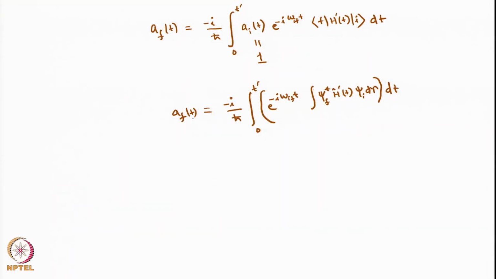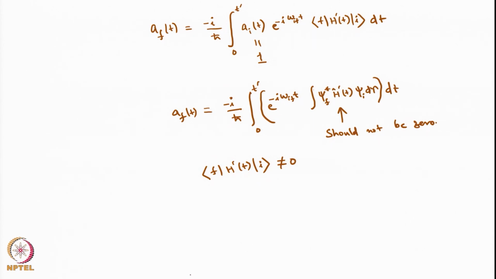Okay. Now very importantly, for this a_f(t) not to vanish or become 0, this integral should not be 0. That is one condition. If this integral, <f|H'(t)|i>, becomes 0, of course the whole a_f(t) will become 0.